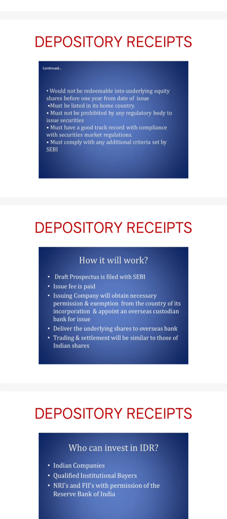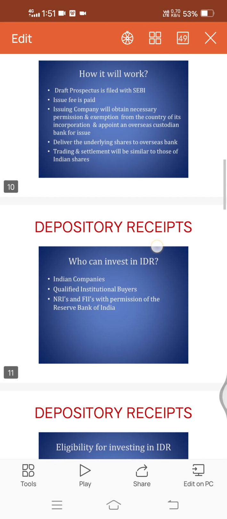Then how will it work? How will IDR work? First thing is, a draft prospectus is filed with SEBI. Next, the issue fee is paid. The issuing company will obtain necessary permission and exemption from the country of its incorporation and appoint an overseas custodian bank for the issue. Then the fourth thing is, delivery of the underlying shares to the overseas bank. Then the fifth thing is, trade and settlement will be similar to those of Indian shares. In this way, Indian Depository Receipts will work.